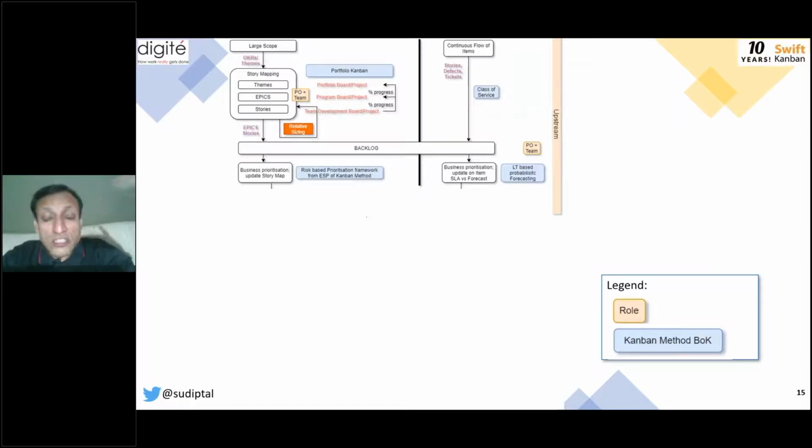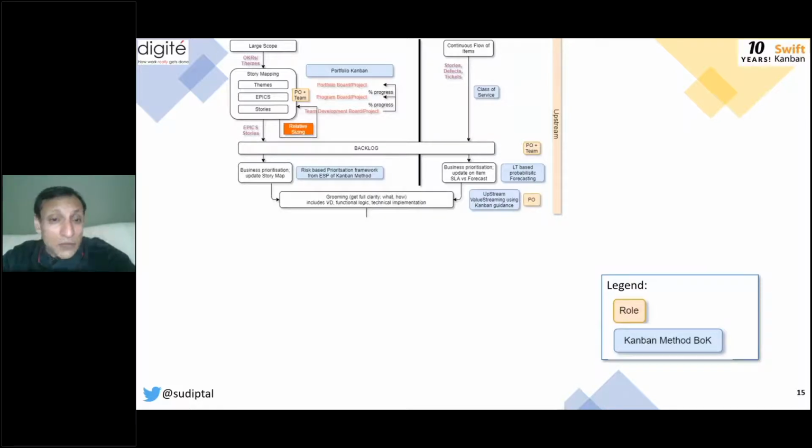So you essentially look at lead time based probabilistic forecasting to be able to say whether I should take it now, whether I should delay it, or whether it is okay if I take it as a standard card, or it will be too late if I take it as a standard class of service card. Let me take it now as an expedite card, so that I can match the due date that the business expects.